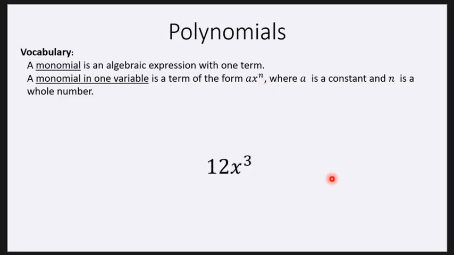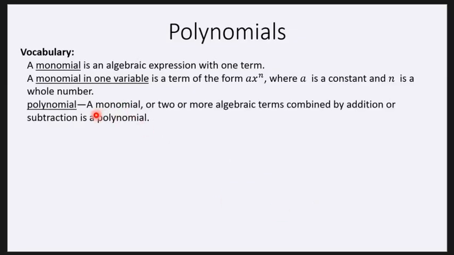So here's an example of a monomial in one variable. So we have the coefficient, or the numerical factor, 12. We have the variable x, and we have the exponent, or the power of 3. So this is a monomial in one variable.